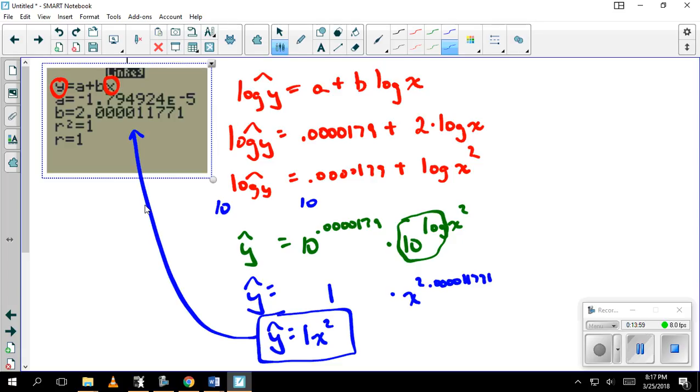I hope this helps. I've got another video where I will show you an exponential function and how that would work.